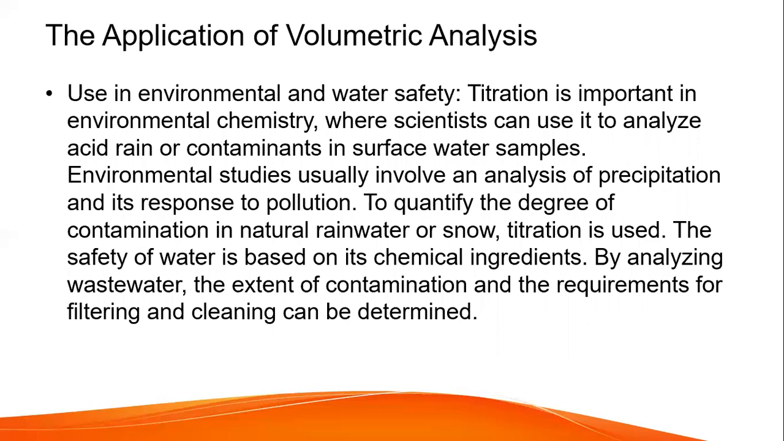The other use is in environmental and water safety. Titration is important in environmental chemistry, whereby scientists can use it to analyze acid rain and contaminants in surface water samples. Environmental studies also usually involve the analysis of precipitation and its response to pollution. To quantify the degree of contamination in natural rainwater or snow, titration is used. The safety of water is based on its chemical ingredients, whereby by analyzing wastewater, the extent of the contamination and the requirements for filtering and cleaning can be determined.